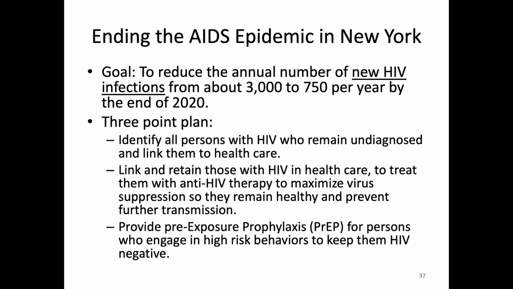And this is a 3-point plan to identify all persons with HIV who remain undiagnosed and link them to healthcare; link and retain those with HIV in healthcare to treat them with anti-HIV therapy to maximize virus suppression so they can remain healthy and prevent further transmission; and provide pre-exposure prophylaxis for people who engage in high-risk behaviors to help keep them HIV negative. And as you might be thinking, we can really get at a lot of these different things in this plan using surveillance from surveys.